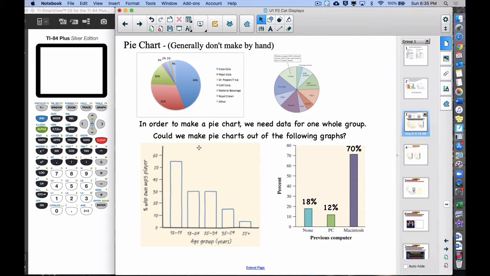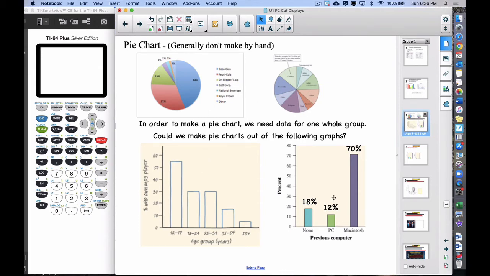So if we look at this one on the left, and we start looking at these percentages, here we have 55, 30, 30, 15. We have way more than 100%. And that's because the data in this graph didn't come all from one group. It came from several different age groups. So for this one on the left, we could not make a pie chart out of this.